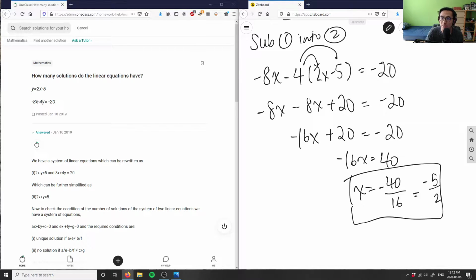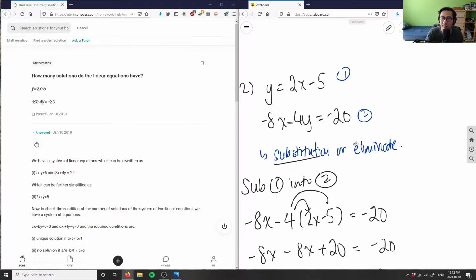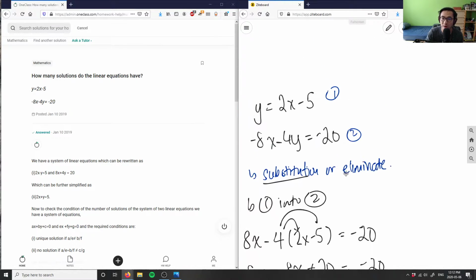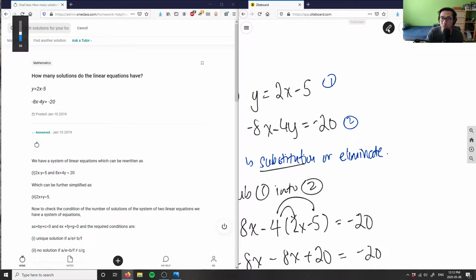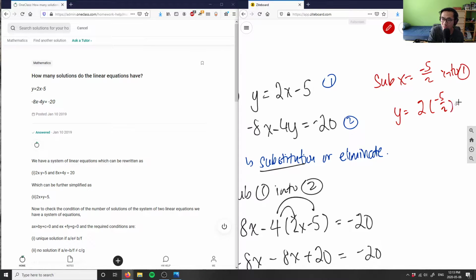And then what we can do is substitute this x value into any of these equations. So negative 5 over 2, I can substitute into my first equation. I can sub x equals negative 5 over 2 into 1, and I can say that y equals 2 times negative 5 over 2 minus 5. So now I'm solving for y here. 2 times negative 5 over 2 would be simply negative 10 over 2 minus 5. This simplifies to negative 5 minus 5. So y here equals negative 10.